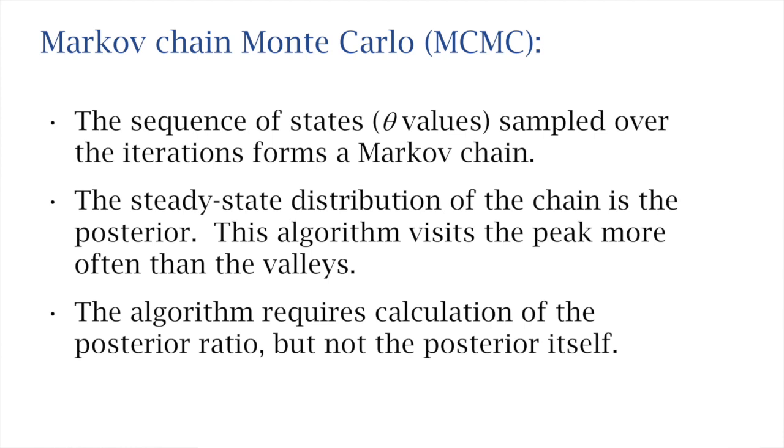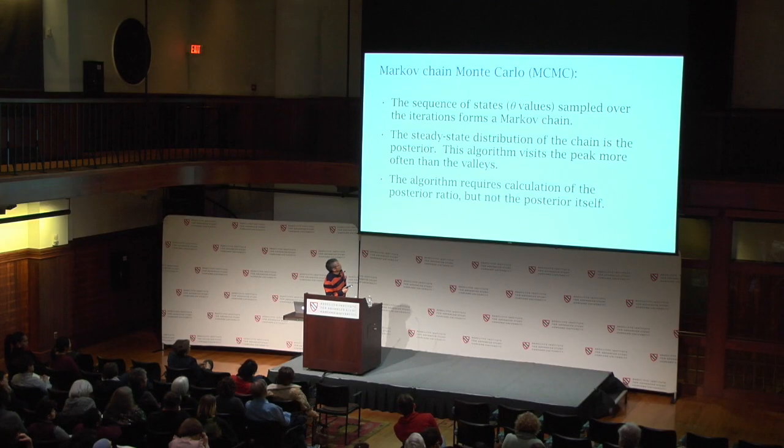The second feature is that the state distribution of the chain is the posterior. What this means is that in the long run, we will be visiting the peak of the mountain more than the deep valleys. You can remember it's more or less a hill climbing algorithm. It tends to go uphill. But if it's going downhill, it tends to hesitate. So it will spend more time around the peak. Mathematically, you can prove that you're visiting the distribution correctly.